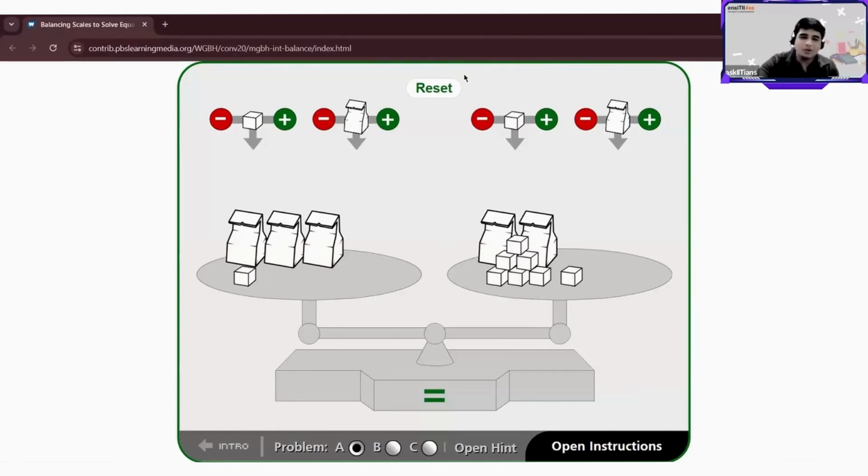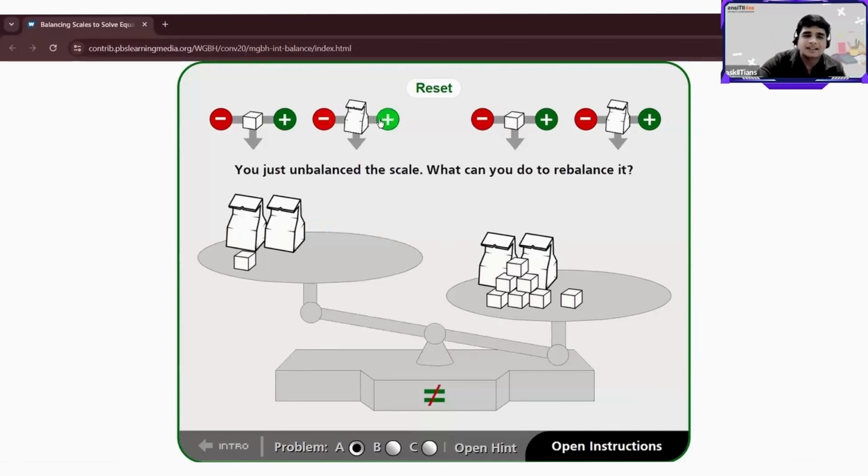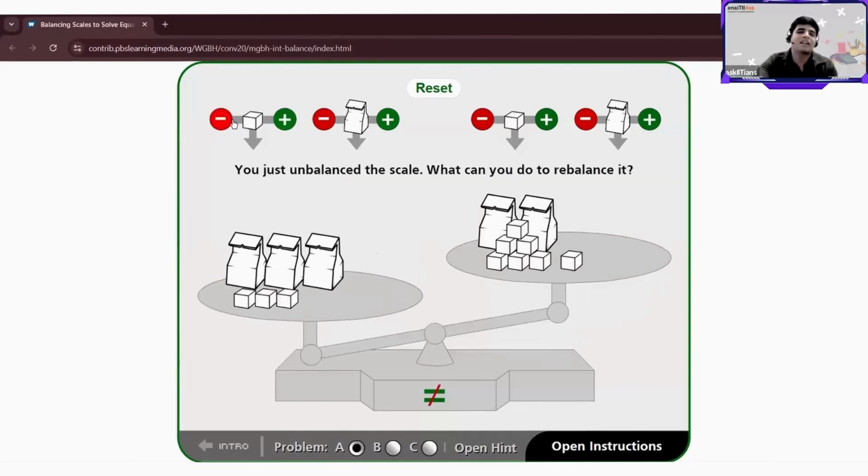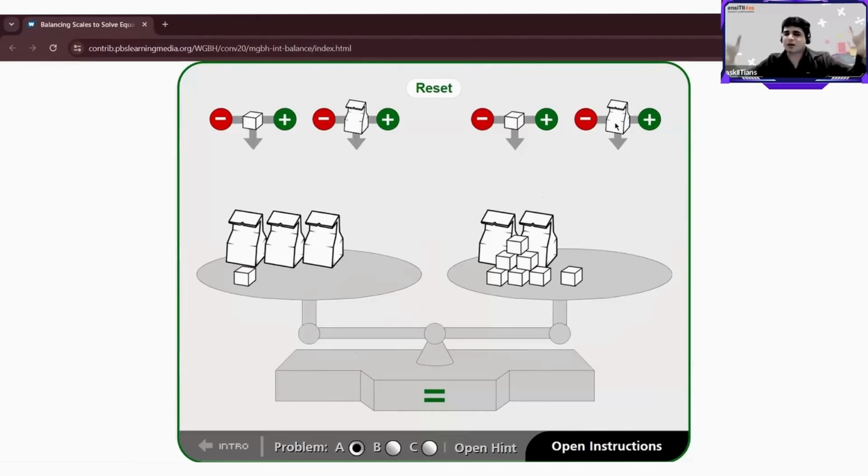Using this game, you can subtract the number of bags, add the number of bags, or add the number of cubes. Do anything over here. You are open to do anything. So please tell me. Two participants have raised hands. Starting with Srihari, please tell me.